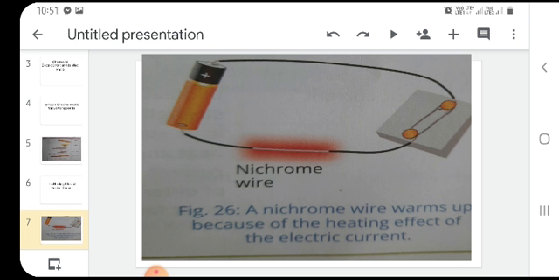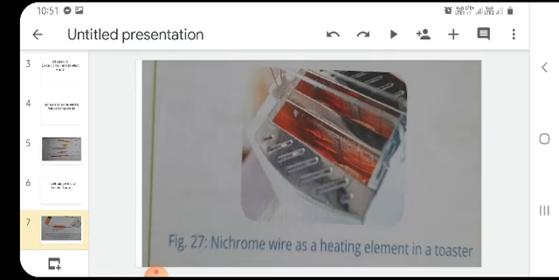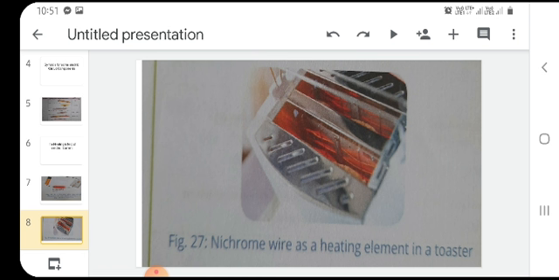high temperature. Here is a diagram in which a nichrome wire warms up because of the heating effect of the electric current. Again, in this diagram a nichrome wire is shown as a heating element in a toaster, in which we toast bread. Inside there is a nichrome wire which heats up very quickly.